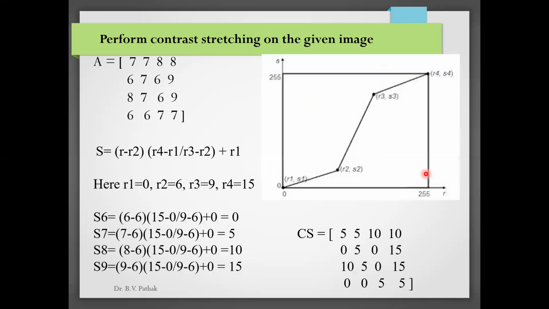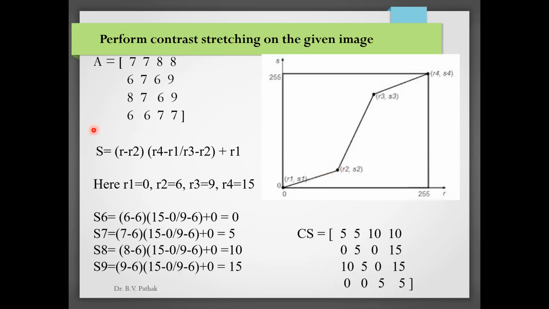So let us solve the numerical. Now this is the given image A. It is a 4x4 image and we have to perform contrast stretching on this given image. In theory, we have already seen the curve for contrast stretching. This is R versus S. R are the pixel values before contrast stretching and S are the pixel values after performing contrast stretching.